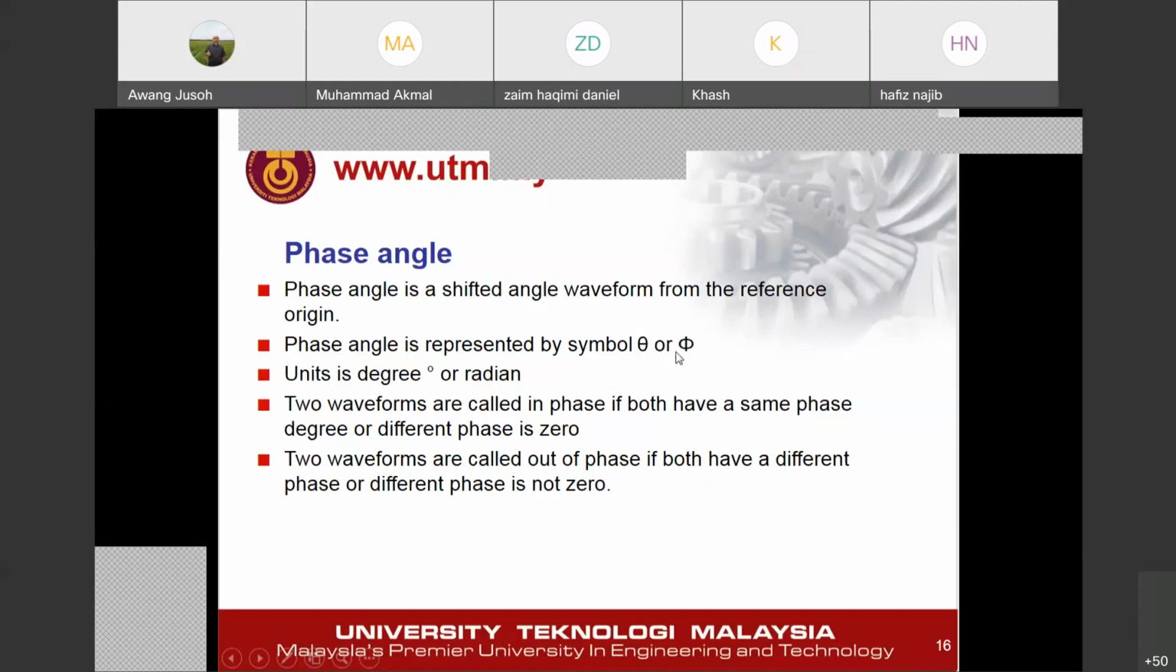Depending on the unit, the phase angle can be in radian or in degree. Pi radian, I think you are familiar, and 2 pi radian is equal to 360 degree. So that is the conversion between radian and degree.